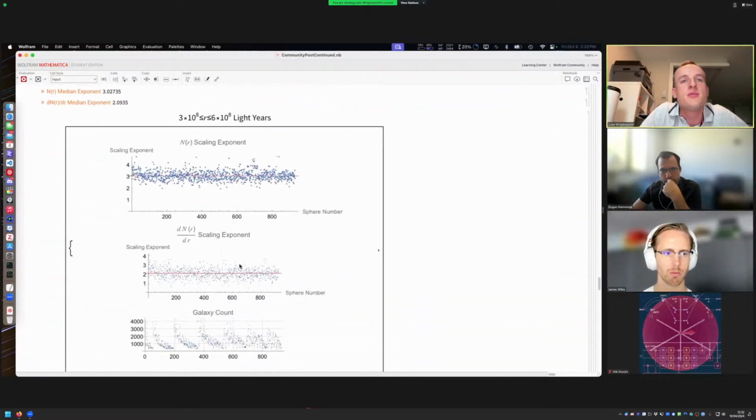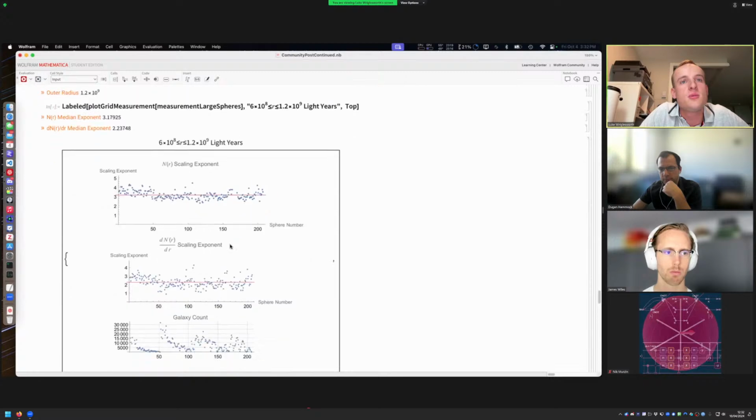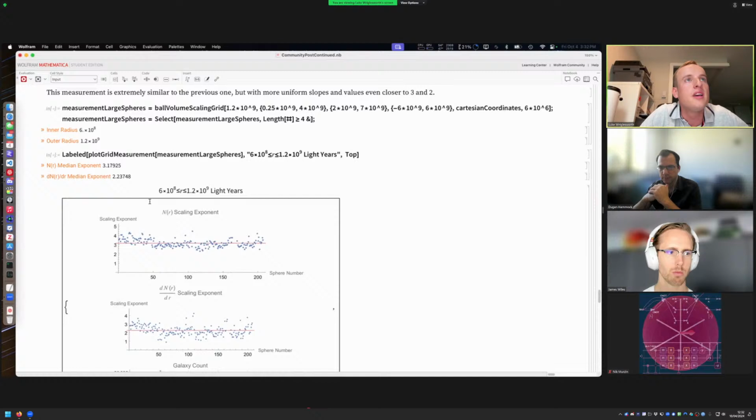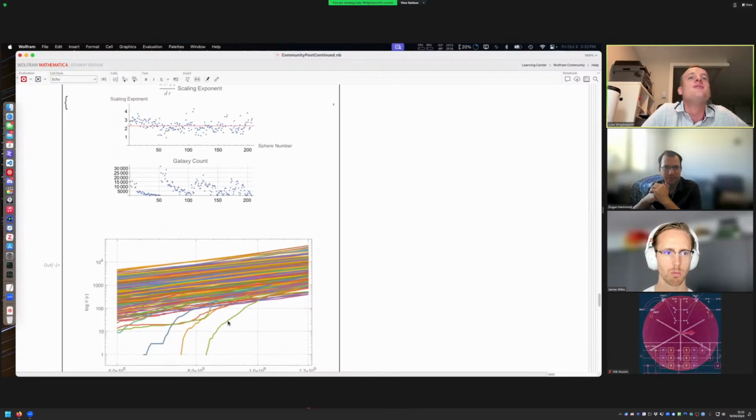Yeah, from here on I just keep increasing the sizes of the spheres. So the next one we're down to about 200 spheres over the entire box, the same box. And now the exponents tend to increase from here as you increase the size of the spheres and decrease the number of spheres. So here we're at like 3.18, 2.24 for the derivative. And you see the galaxy count once again, it's very patterned.